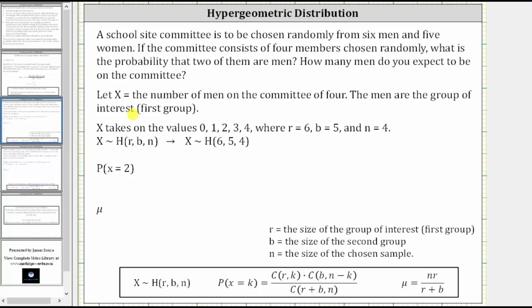So to set this up, the random variable x is equal to the number of men on the committee of 4. The men are the group of interest, or the first group, which is why r is equal to 6. The random variable x takes on the values of 0, 1, 2, 3, and 4. We stop at 4 because the committee size is 4. And then because there are 5 women, b is equal to 5. Because we are choosing a committee of 4, n is equal to 4. Now we have all the information we need to find the probability x equals 2. Notice because x equals 2, k is equal to 2.